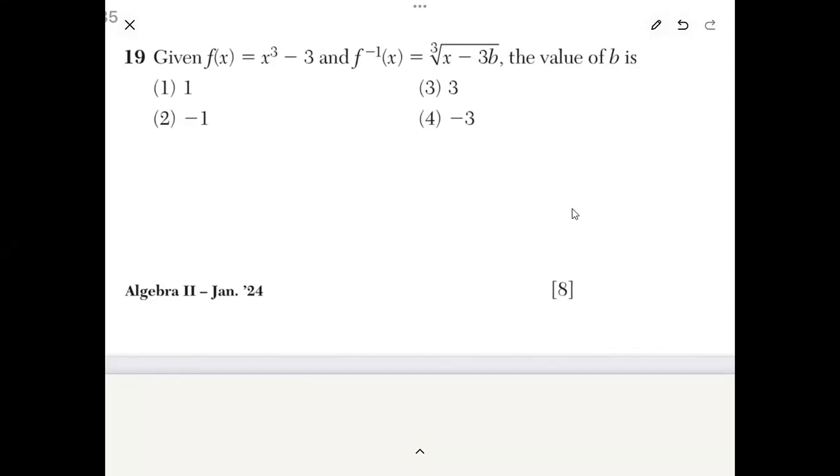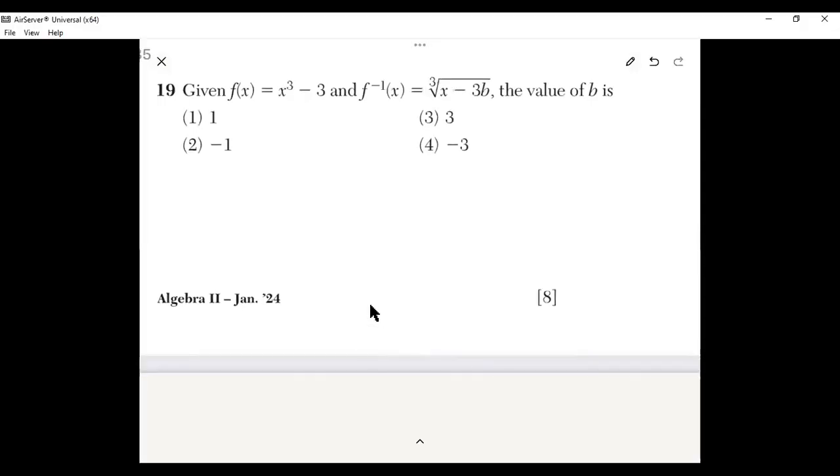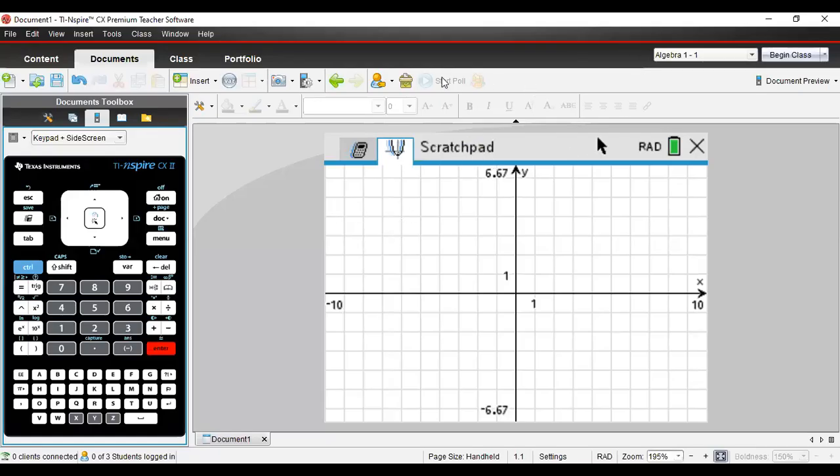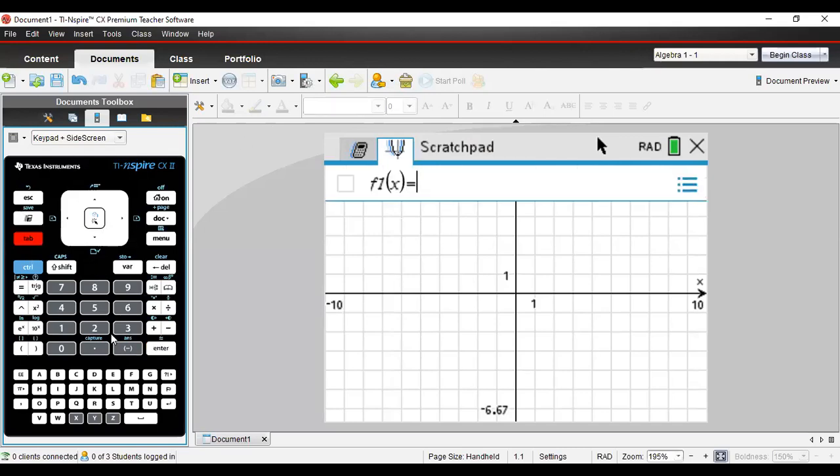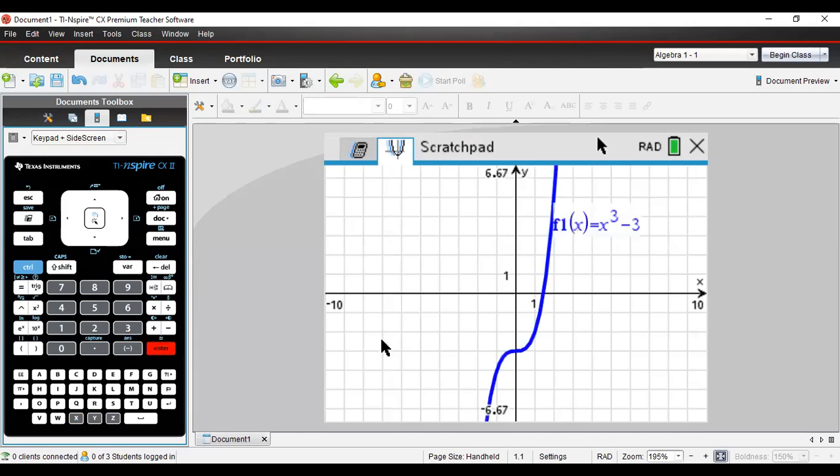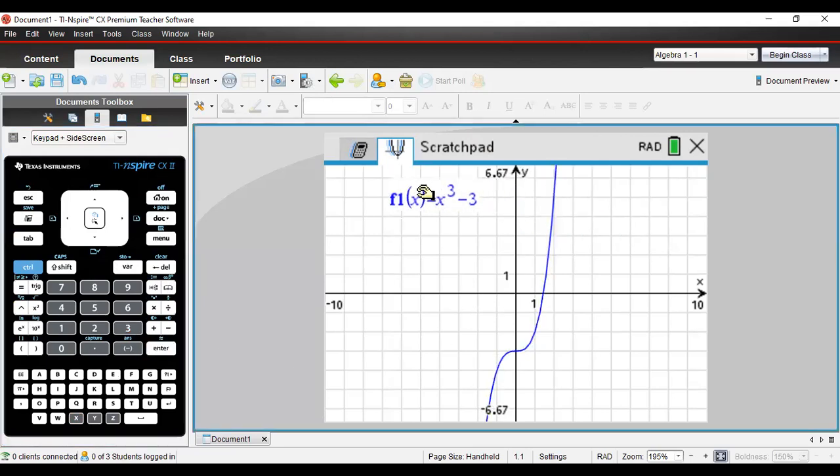So this is one of the ways that I would do it. I'm just going to grab the calculator, and then I'm going to graph both of the functions. The very first function I'm going to put in is the original function, so this is going to be x to the third power minus 3. Yep, cubic function. Let me move this over here.